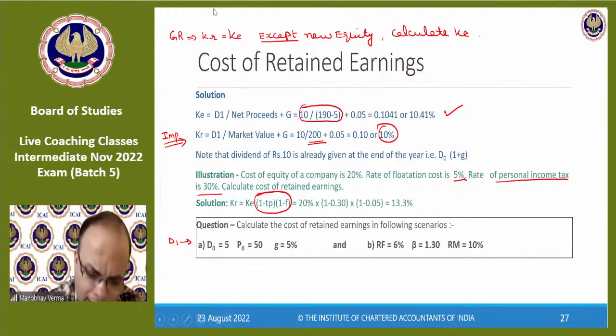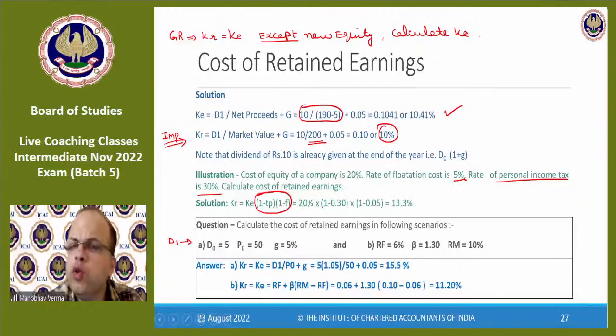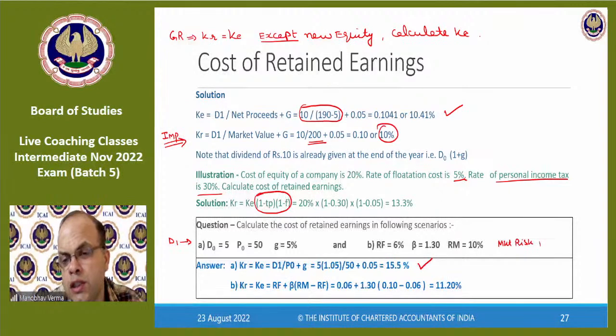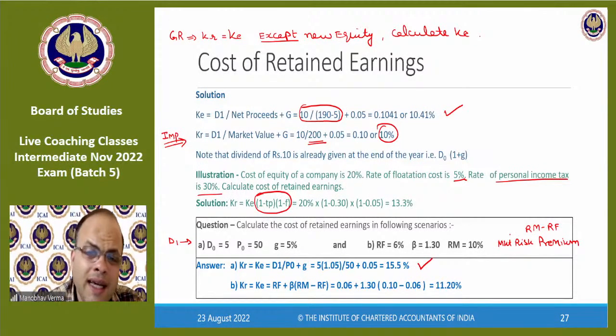For part B, many of you are giving me the answer 11.2. That's absolutely correct, guys. Those of you who got the answer of part A as 15.5, good round of applause. Same goes for your capital asset pricing model. Mind you, what I told you is you have to be very careful. What if the question gives you a market risk premium? If they are giving you the market risk premium, they are already giving you RM minus RF, so don't subtract RF again. Make sure you do not make that mistake. In this case, they were not giving that.